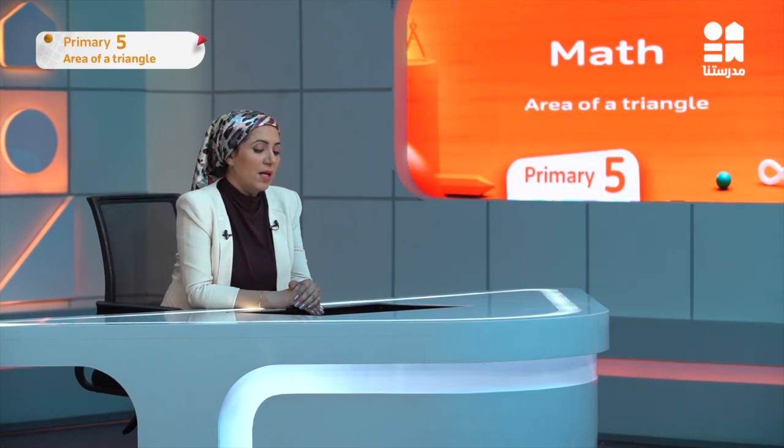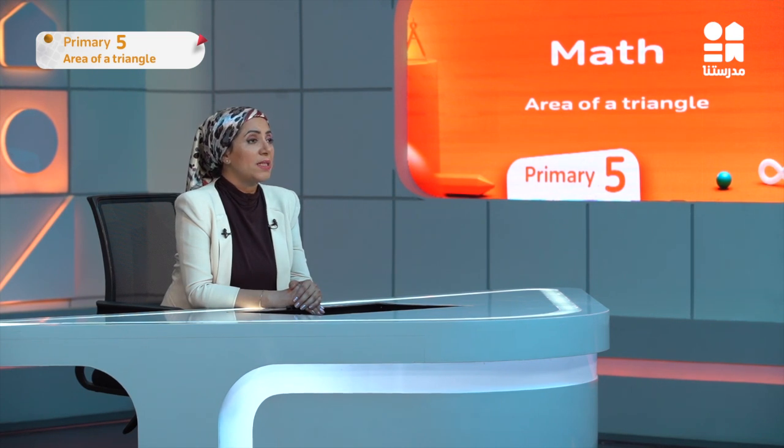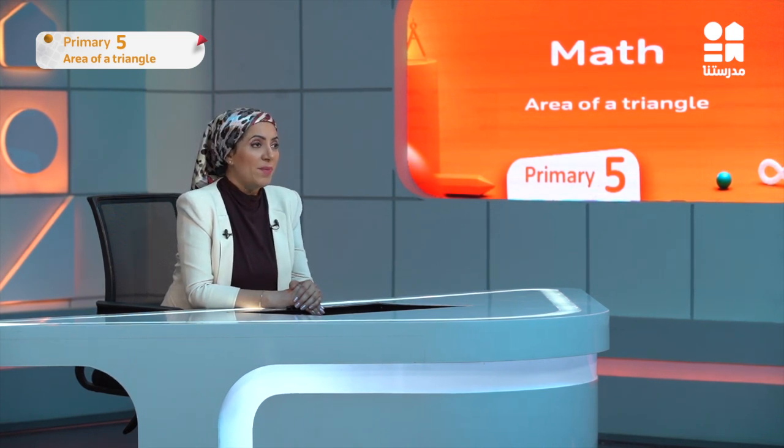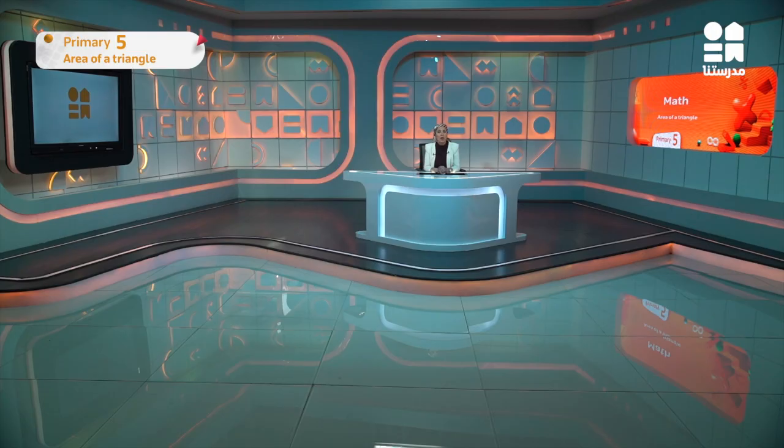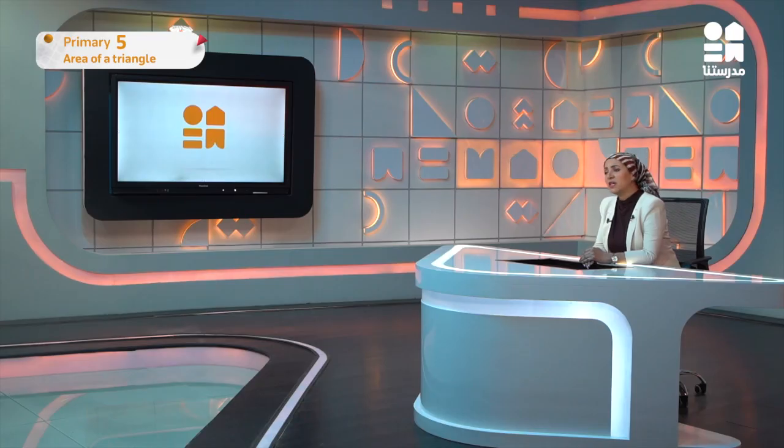Last session, we learned how to get the area and the perimeter. And we said that the area of any flat surface is the sum of the units forming this surface, and its units of measuring are meters squared and centimeters squared. And we also learned about the perimeter, and we said that it is the outer distance or the outer frame of any surface, and its units of measuring are centimeter and meter.